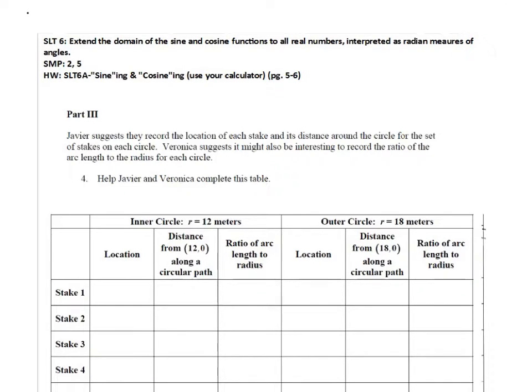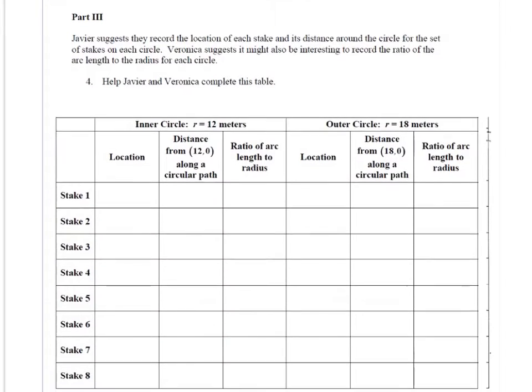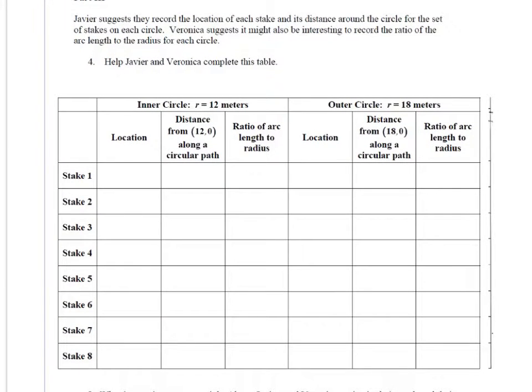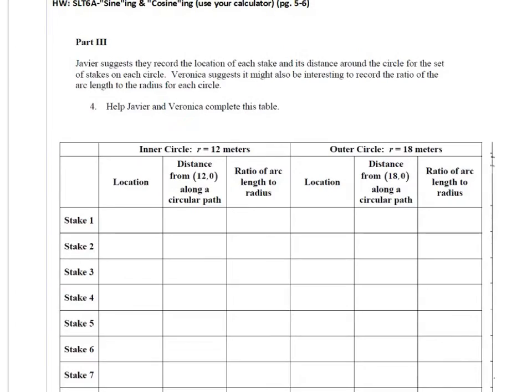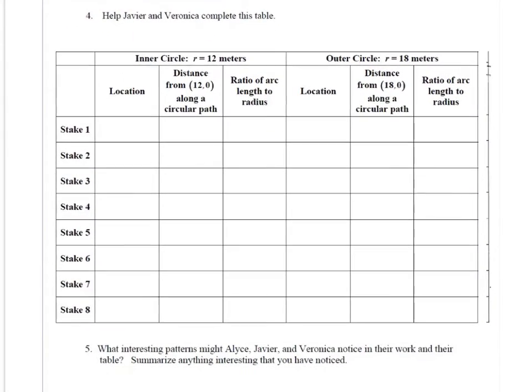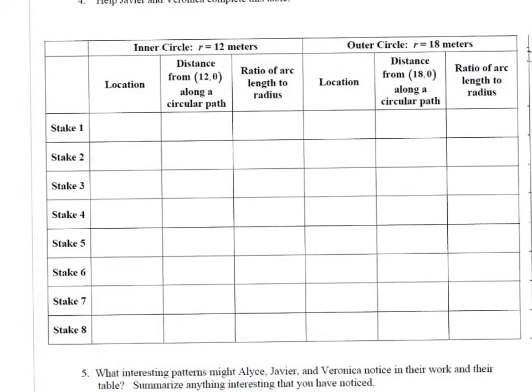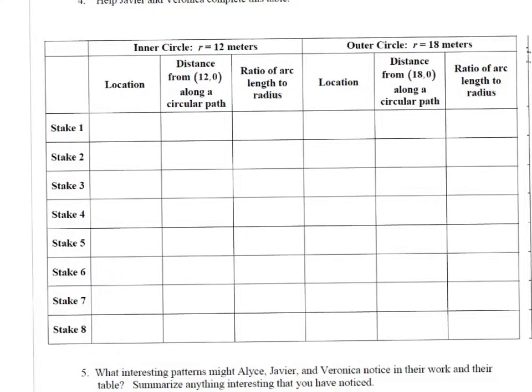So Javier suggests that they record the location for each stake around the center in a table. Veronica says it's also interesting to do the ratios, so we have to fill in some information here. All right, for stake 1, we're going to call that the stake on the far right, and that was (12, 0). And then the next one was (8.5, 8.5), and then (0, 12). So fill all these in.